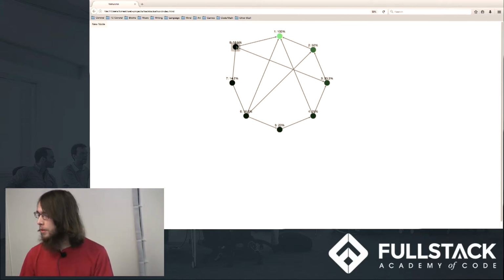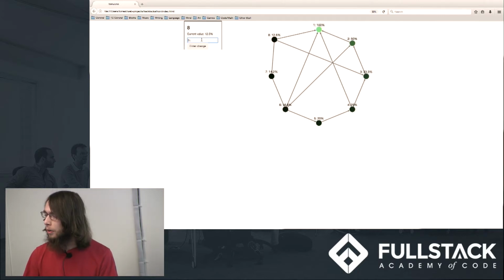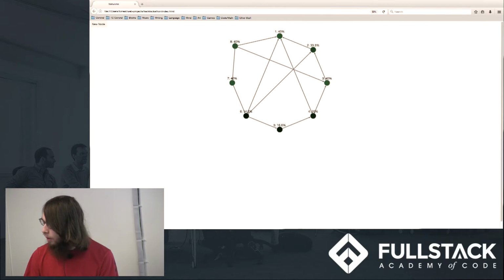It's a statistical model where each of these nodes would represent a statement with a probability, and when you edited one of them, it will update all of the others that are correlated with it based on the strength of the relationship.